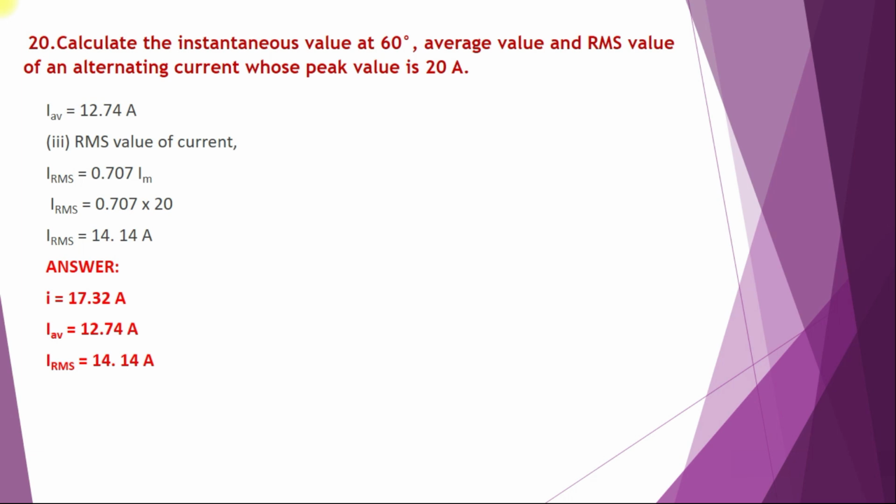So the answer is instantaneous value of current I is equal to 17.32 ampere. The average value of current is 12.74 ampere and the RMS value of current is 14.14 ampere.